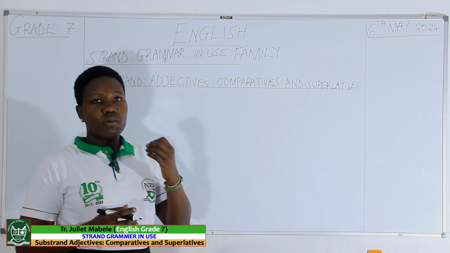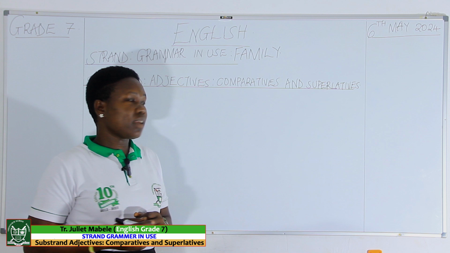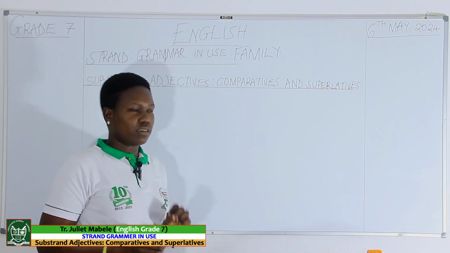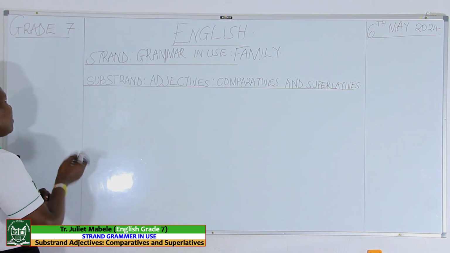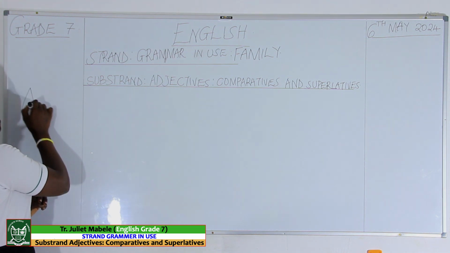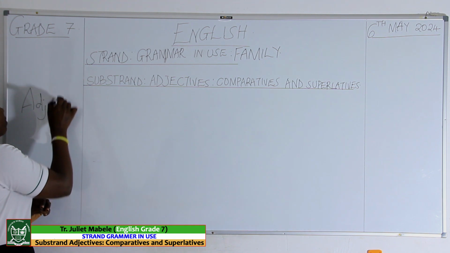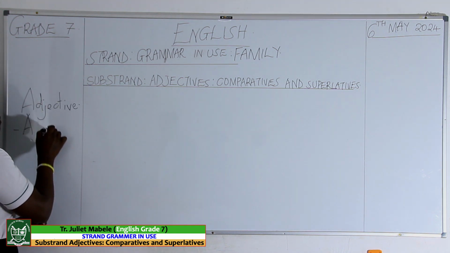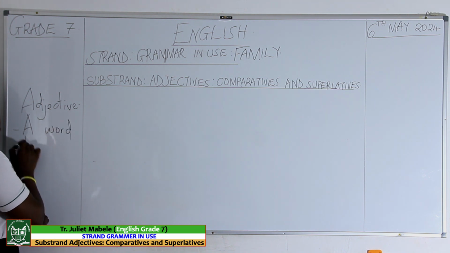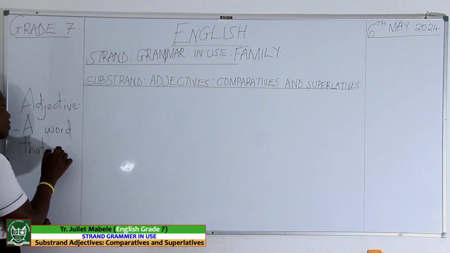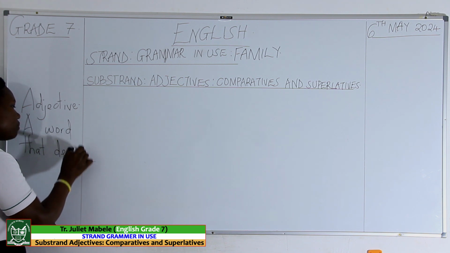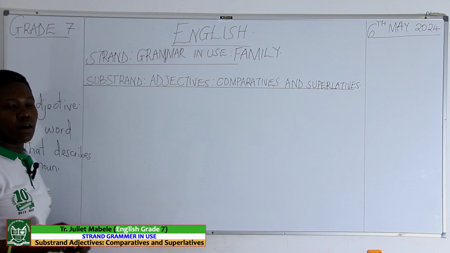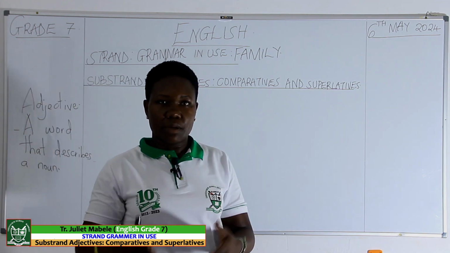Last time we talked about an adjective. We defined what an adjective is, and then we also talked about the types of adjectives. We mentioned two types. We started by saying an adjective is a word that describes a noun.